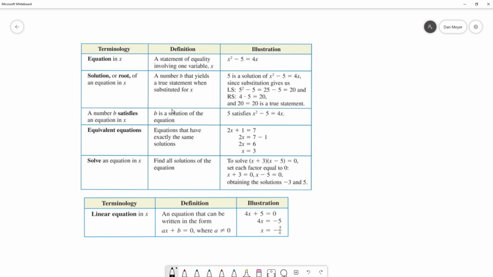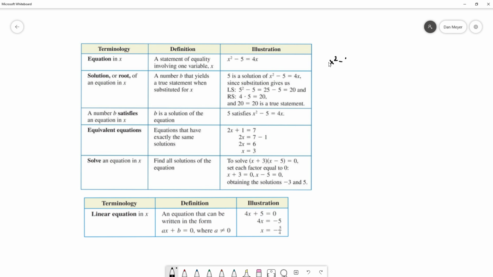It's surprising to me how many people don't know what an equation is. An equation, here they specifically say, an equation in x is a statement of equality involving one variable. Okay. Now, in general, an equation is just a statement of equality. So there's two things there that I want to mention. An equation has an equal sign. Okay. Like in their illustration here, x squared minus 5 is equal to 4x. There is an equal sign.